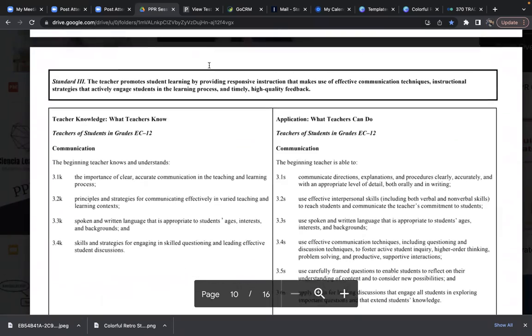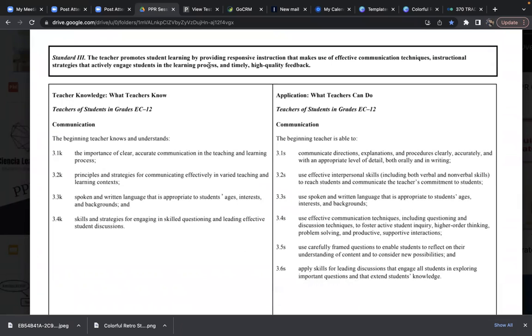Now, the next largest portion comes from standard 3, which is domain 3. Standard 3 is about your implementation of your lesson, right? How did you do it? Did you provide responsive instruction? Did you utilize effective communication techniques? What type of communication? Did you have poignant questions?